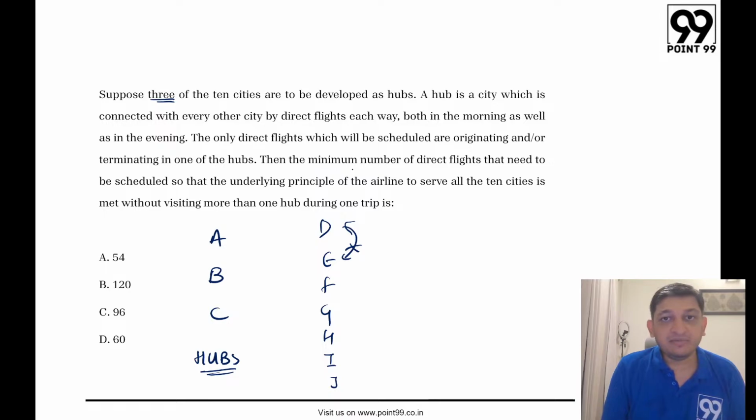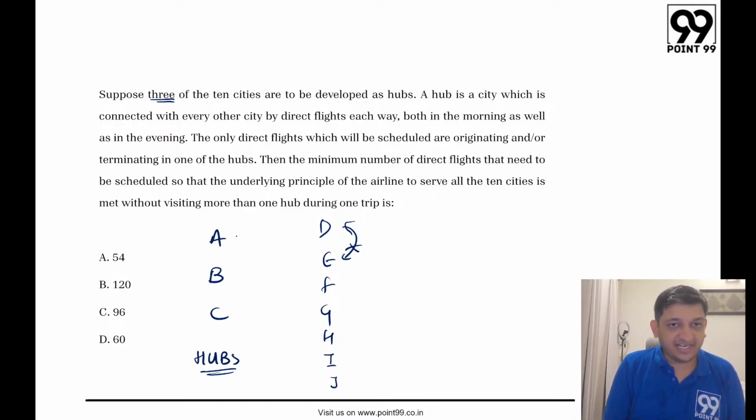Now, the minimum number of direct flights that need to be scheduled so that the underlying principle of the airline, to serve all 10 cities, is met without visiting more than one hub during the trip, right? What does without visiting more than one hub mean? Let's say someone wants to go from D to E. Right now there is no direct flight. How will I go from D to E? I need to be able to go from D to E by visiting at most one hub, not more than one hub. So I'll have to go from D to A, let's say, and then from A to E.